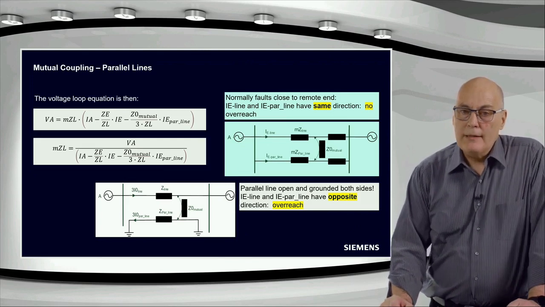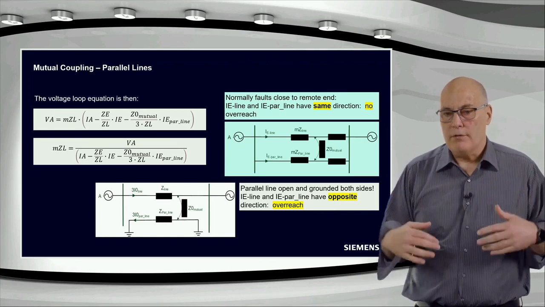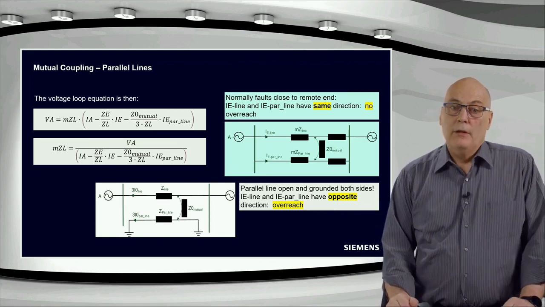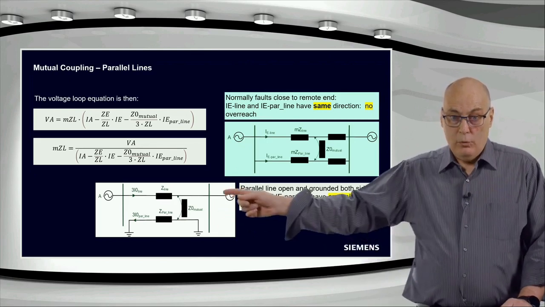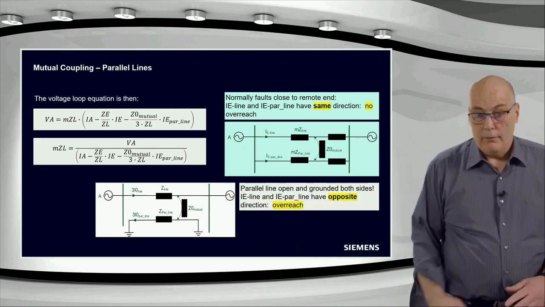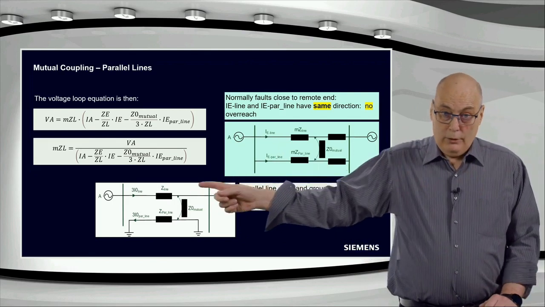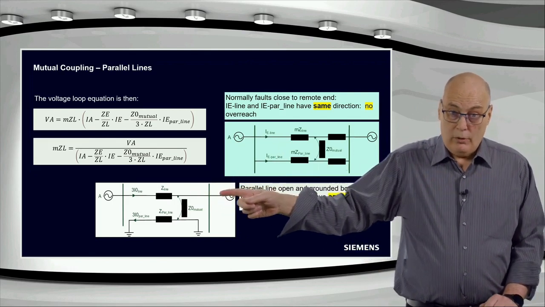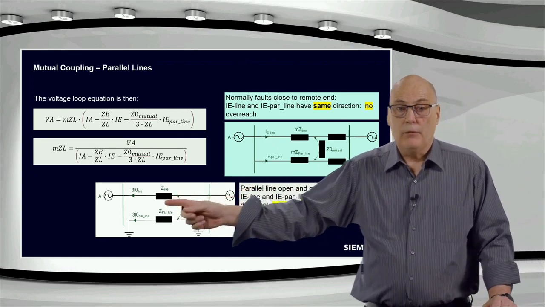If the parallel line is taken out of service and grounded at both sides, for example for maintenance work, you would typically, for safety reasons, apply a ground at both ends. Then it would look like this. The protected line would be in service, and the parallel line out of service and grounded at both sides. If we now get the fault close to the remote end, or even on the bus bar here, which is the critical one, then something interesting will happen.